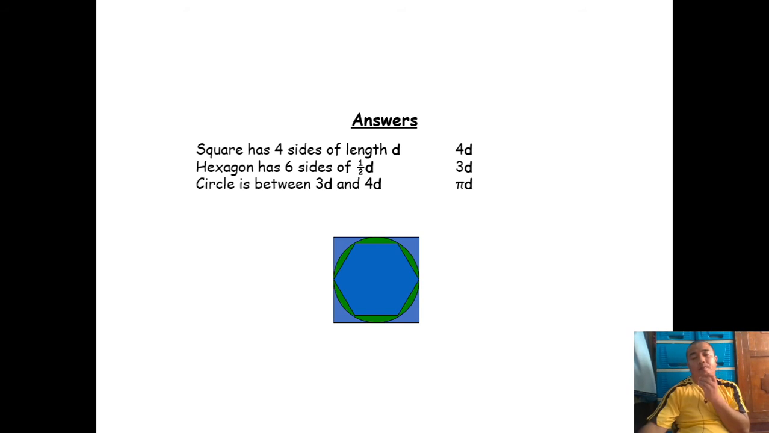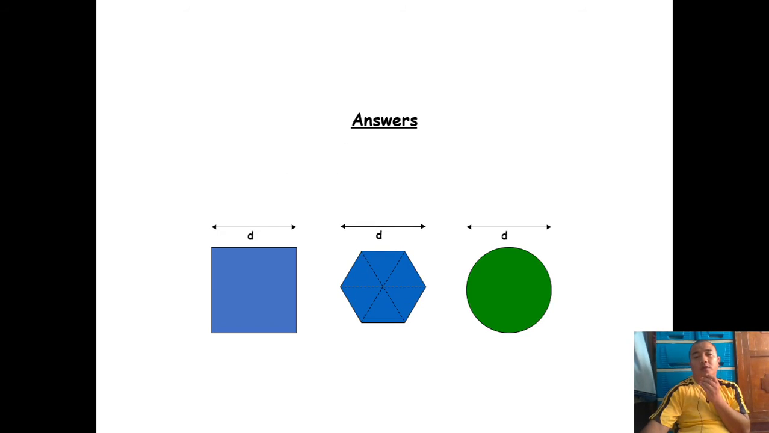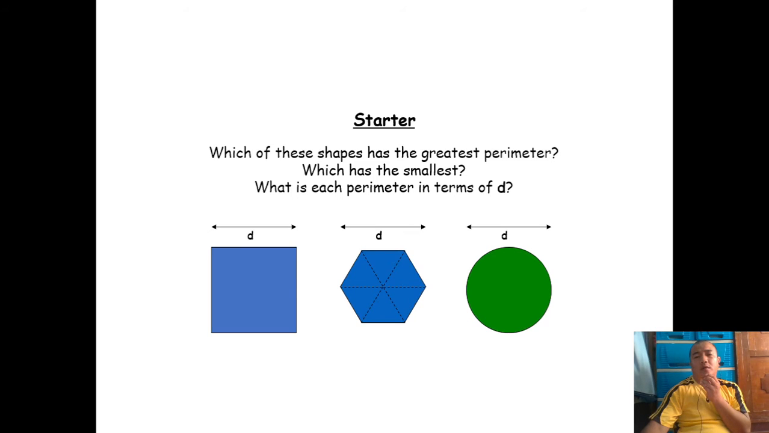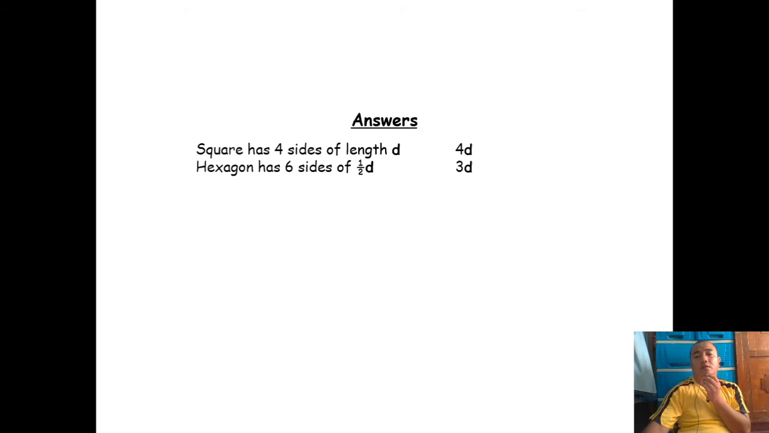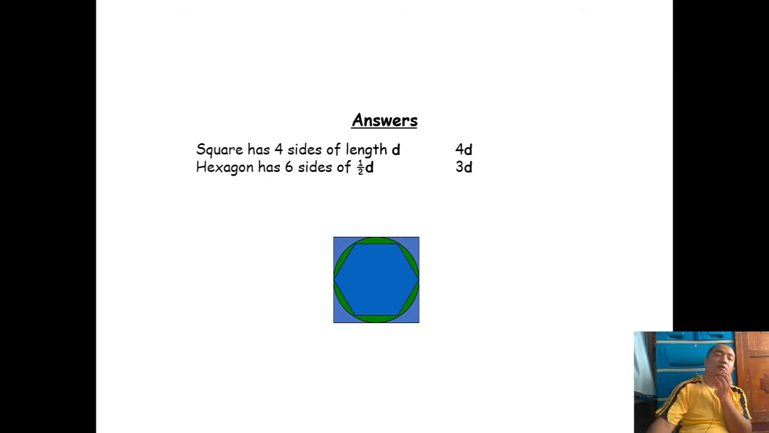Meaning to say, what was the question earlier? Which has the smallest? The smallest is the hexagon. The hexagon has the smallest perimeter, because the circle is between 3d and 4d, so 3.14d.